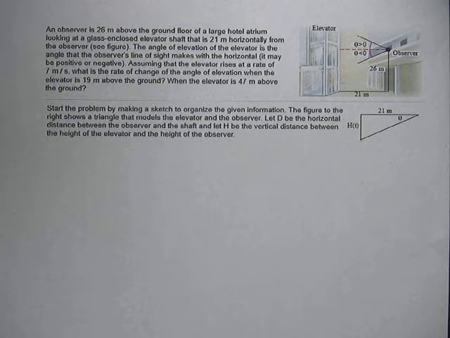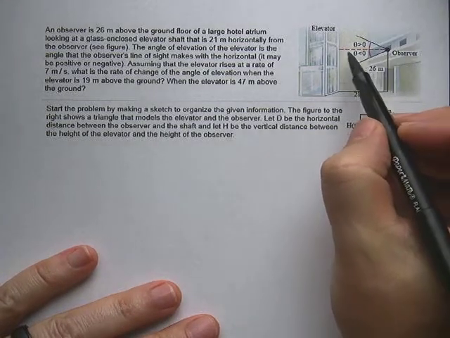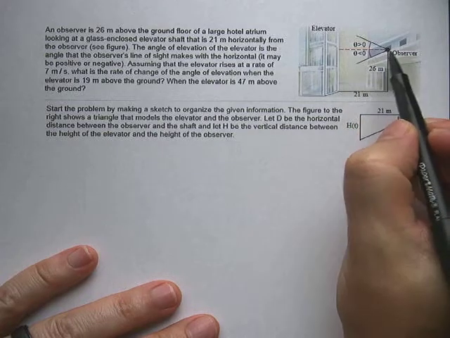Okay, in this problem, we have an observer that's 26 meters above the ground floor of a large hotel atrium looking at a glass-enclosed elevator shaft that is 21 meters horizontally from the observer. So here's the observer. They're saying that if they're looking at this elevator, they're 21 meters away.